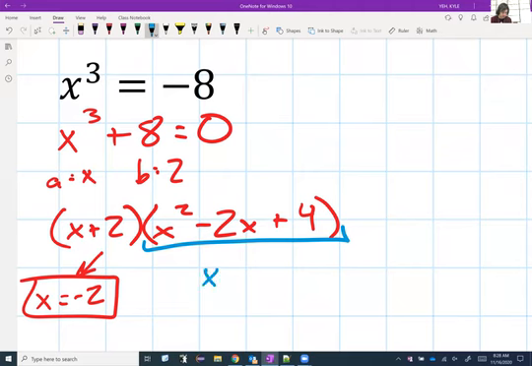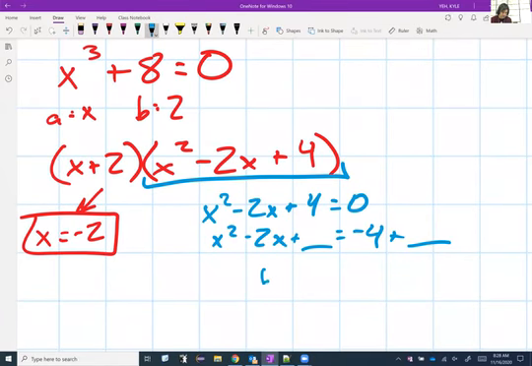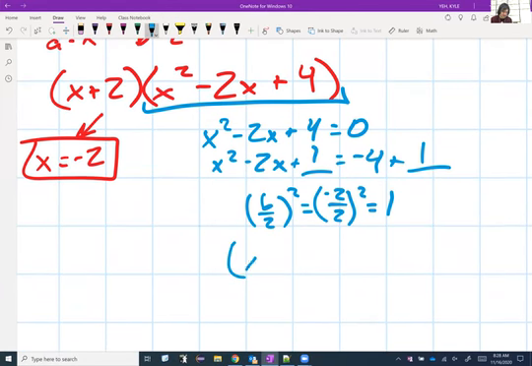So I'm trying to figure out what would make x squared minus 2x plus 4 equal 0. So x squared minus 2x, and then plus blank equals negative 4 plus blank. If you remember, we want to put b over 2 squared up there in my blank, so negative 2 over 2 squared, I need to put a 1 on both sides. That gets me to x minus 1 squared, and I'm going through this quickly because we should already know it, equals negative 3.